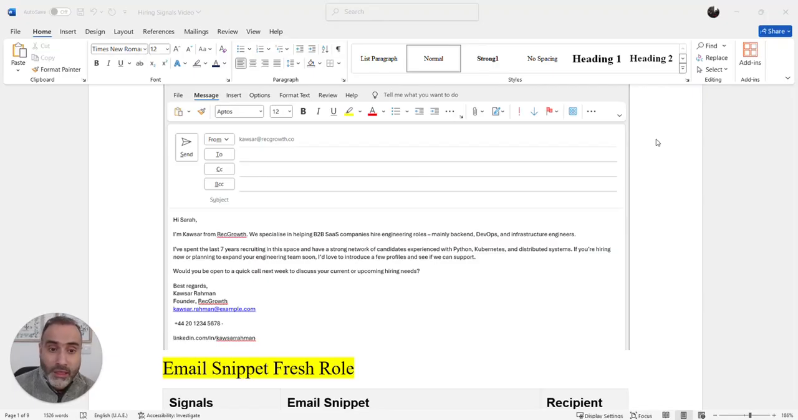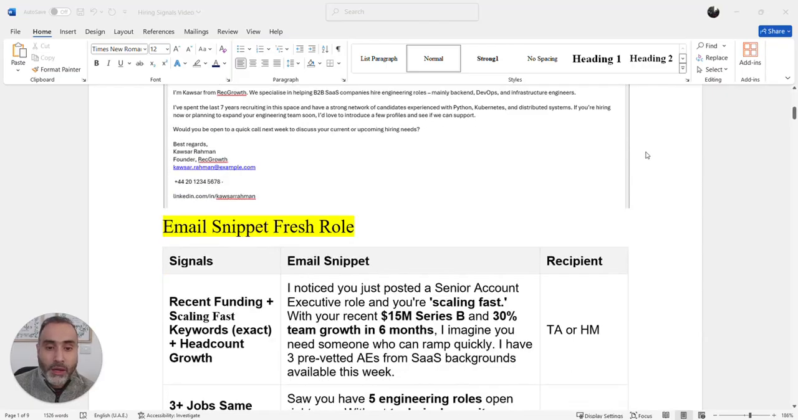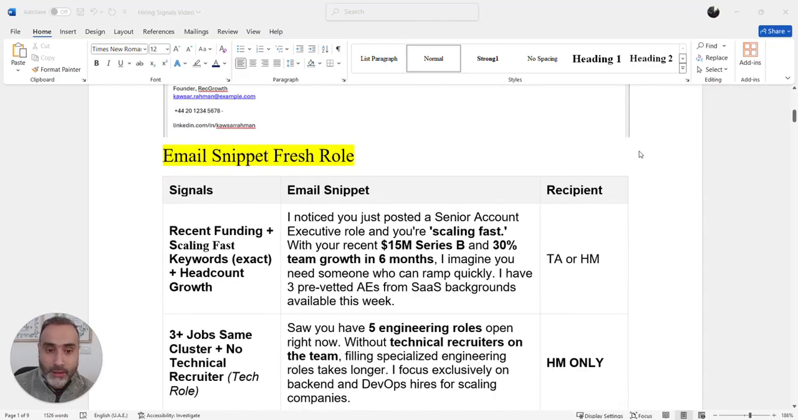The problem is this email does not show that you understand what is actually happening inside their business. It does not mention any live roles, any growth, any pressure they're under. So for the hiring manager or TA, it just feels generic and they already get dozens of similar emails every single week. Now let's see what happens when you write with hiring signals.